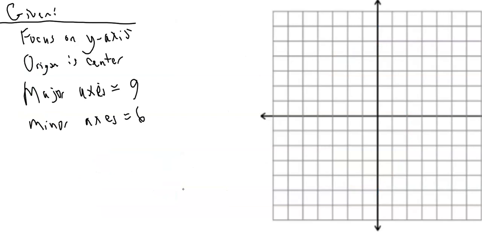This is just given information focused on the y-axis. Major axis is 9, and the origin is the center. So here's our center. The major axis is 9, so that's 4.5 vertically, because the foci are on the major axis here. So 1, 2, 3, 4, 4.5, right about there. The minor axis is 6, which means I go 3 units in each direction. And you can draw your ellipse.